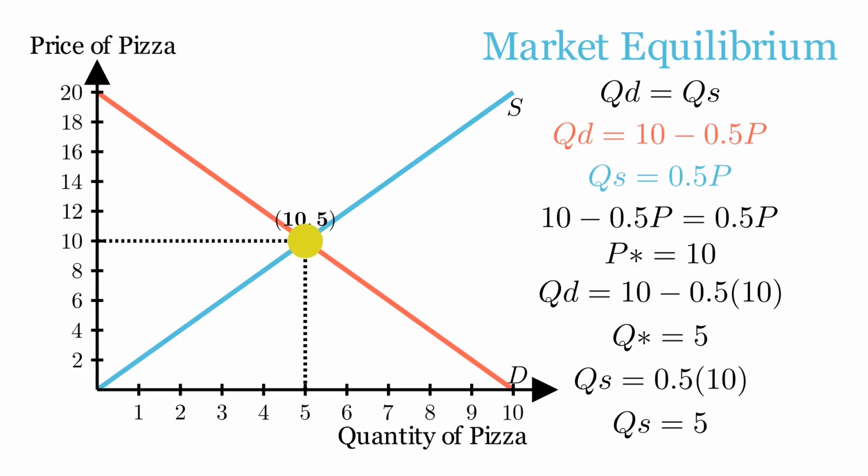Thus, the equilibrium point on the graph represents P star is equal to 10 and Q star is equal to 5. At this point, the quantity demanded is equal to the quantity supplied, which means the producer will supply 5 units and consumer will buy 5 units. The equilibrium price is 10.